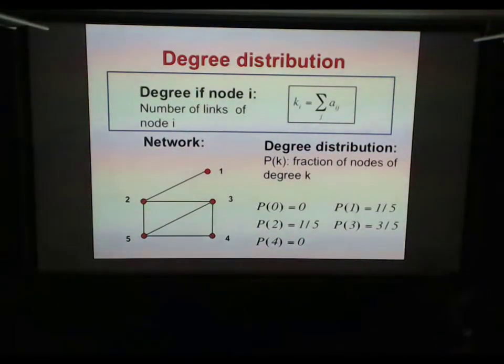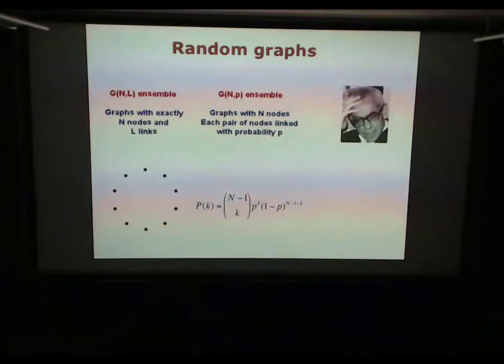So in the 1960s, there was a very important idea in graph theory, and this idea was to include probability in the study of networks, and this was the work of Erdős and Rényi, who introduced random graphs. So random graphs are formed by a set of nodes in which every pair of nodes is connected with probability p.